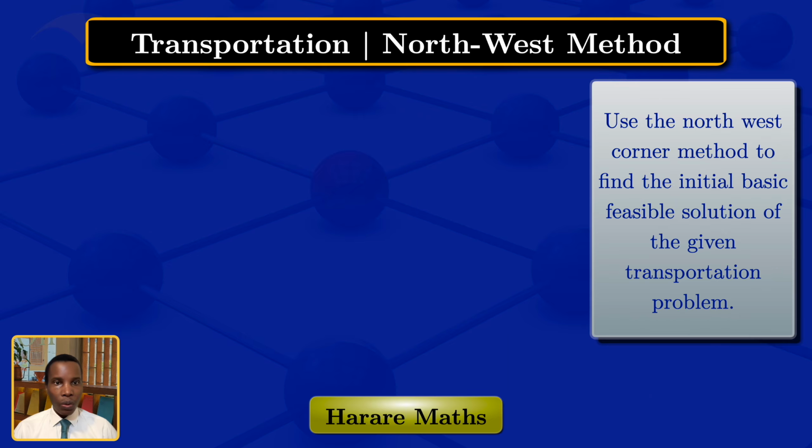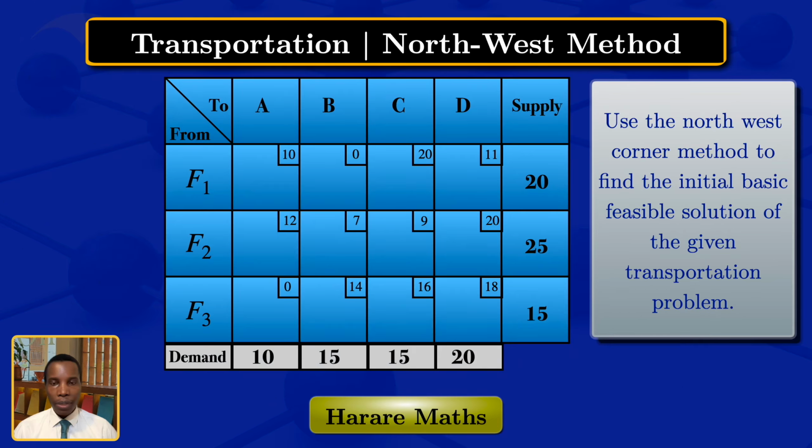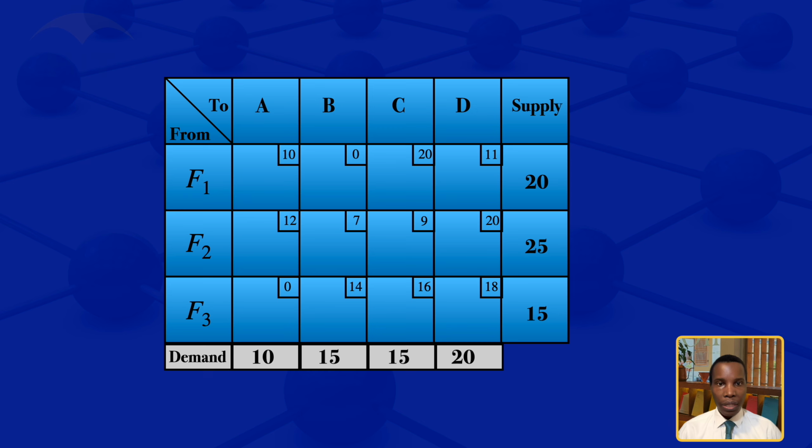I'm going to use the northwest corner method to find the initial basic feasible solution of this transportation problem here. We have three sources, F1, F2, and F3, and four destinations, A, B, C, and D.